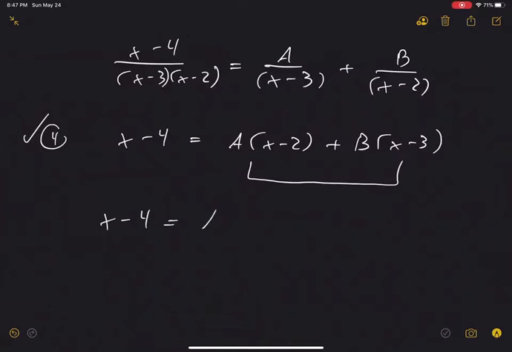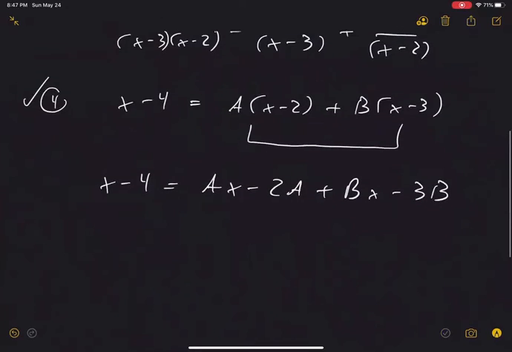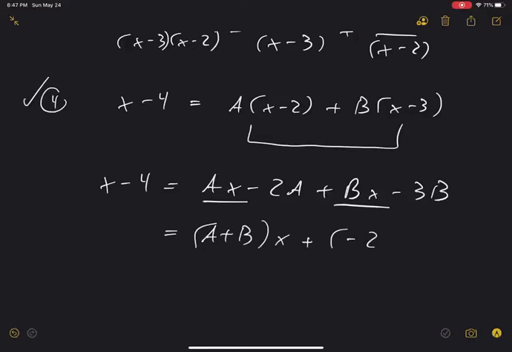So when I do that, I got ax minus 2a plus bx minus 3b, right? And now let's group all our x's together. Okay, so I got a plus b times x, right? Coming from here and here. And then I have, let's see, we'll group all my constants together.